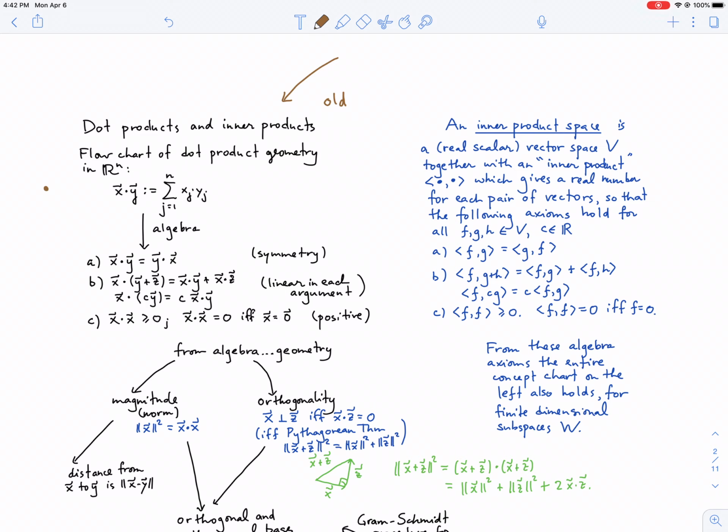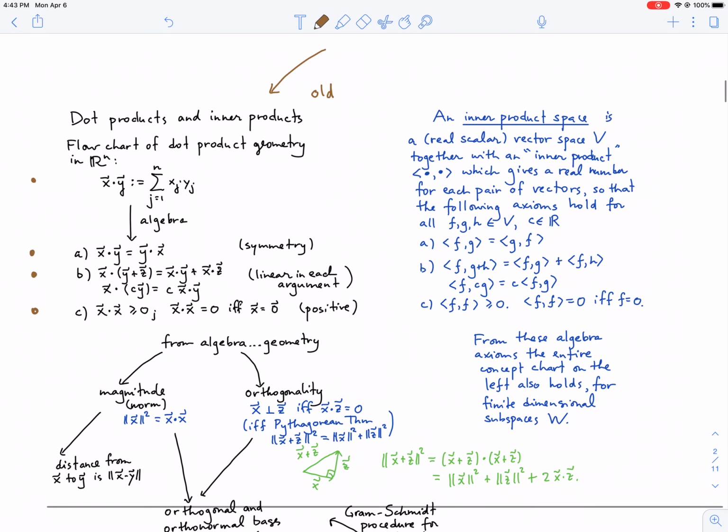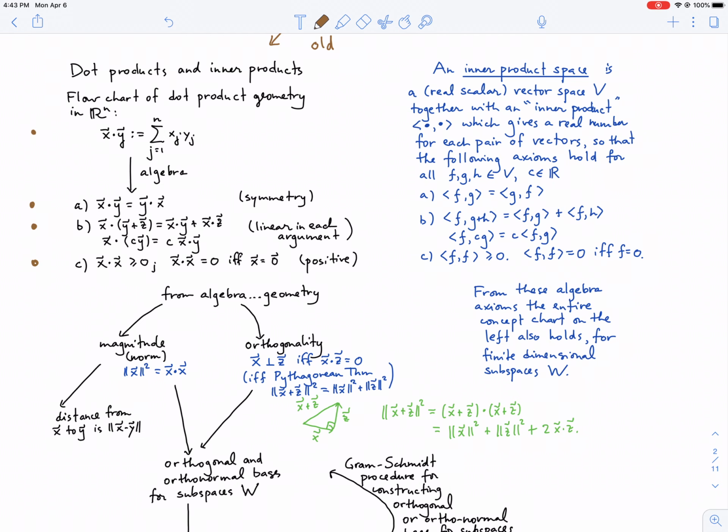Okay, it's clear from the definition of dot product that it commutes, x dot y is y dot x. It's also clear from the definition that x dot (y plus z) is x dot y plus x dot z, and that x dot cy is c times x dot y. The concise way of saying that is that the dot product is linear in each argument. Since x dot x is x1 squared plus x2 squared up to xn squared, it's also clear that x dot x is non-negative and can only equal 0 when x is the 0 vector. Okay, all of Euclidean geometry is based on that algebra.